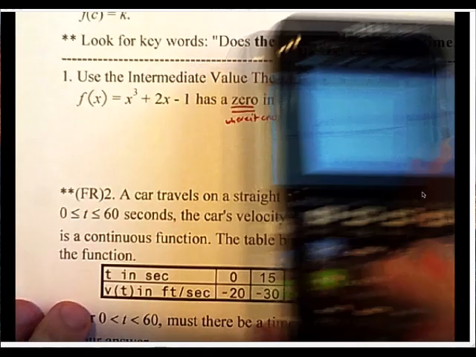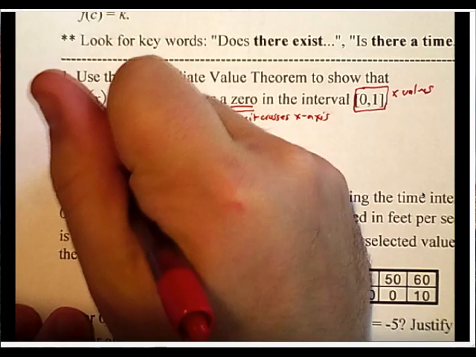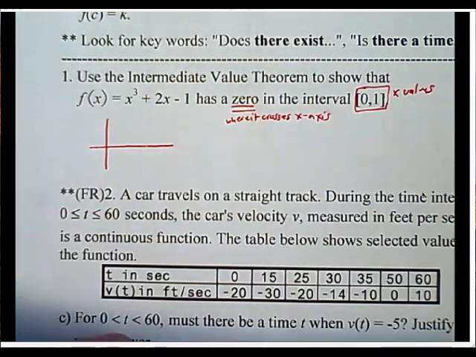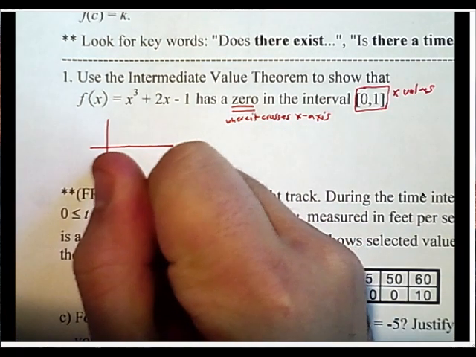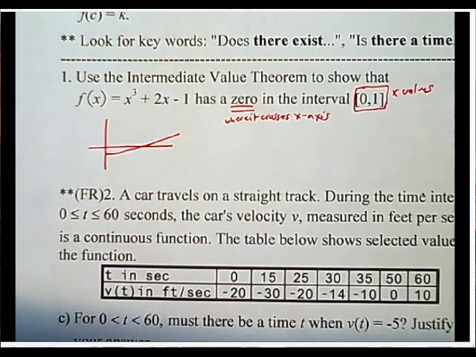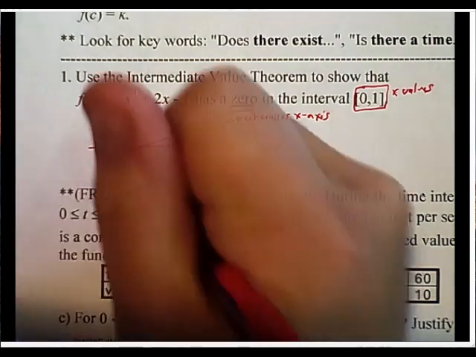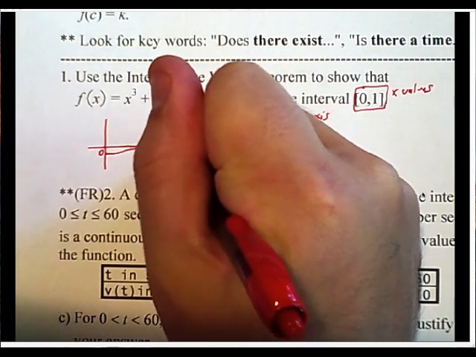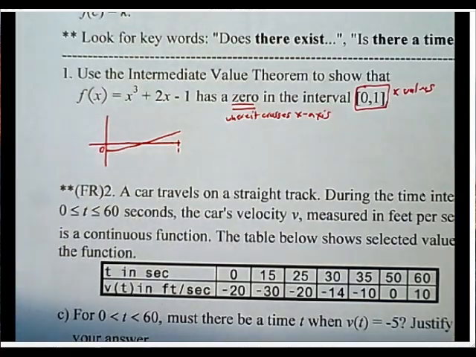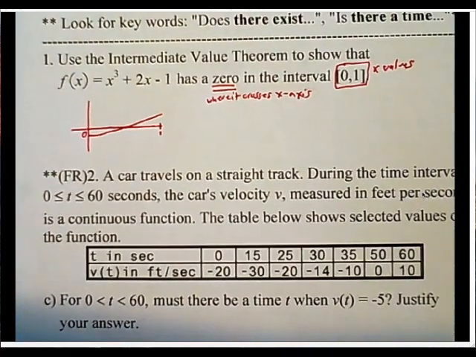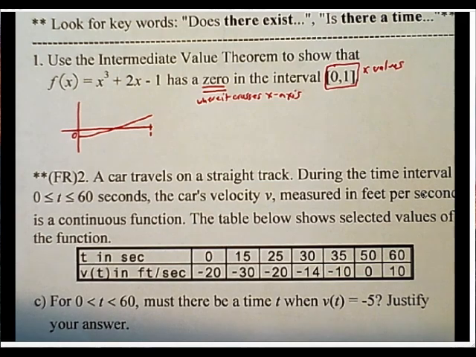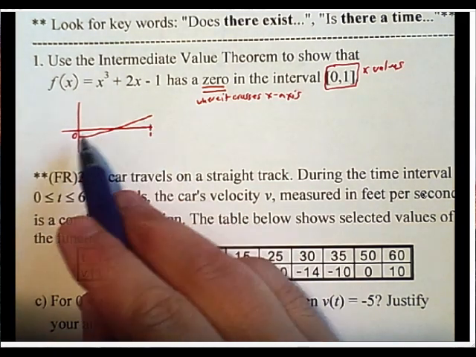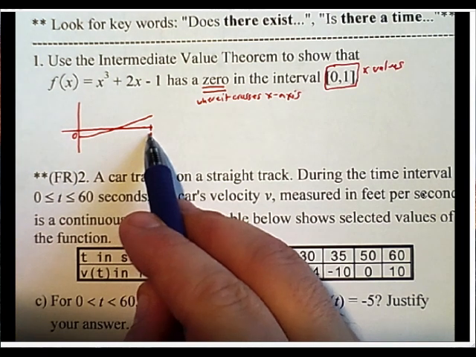So let me kind of just draw that graph or draw that shape. Kind of looks like that. I'm just making a copy of it. So that's an x value of 0 right there, and here's an x value of 1. Okay. Well, let's ask ourselves, is the function continuous over this entire interval from an x value of 0 to an x value of 1?